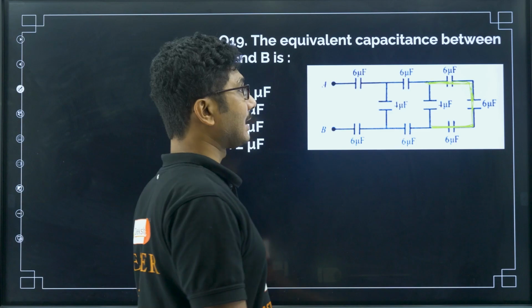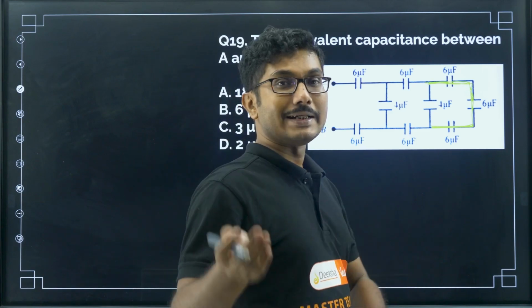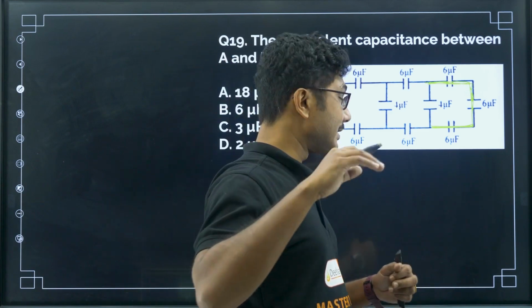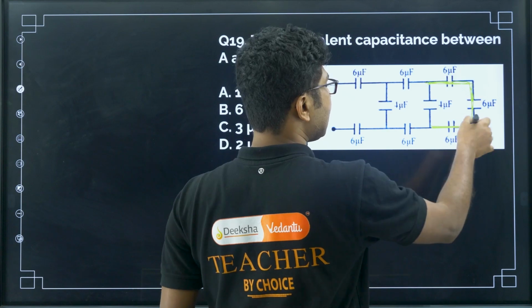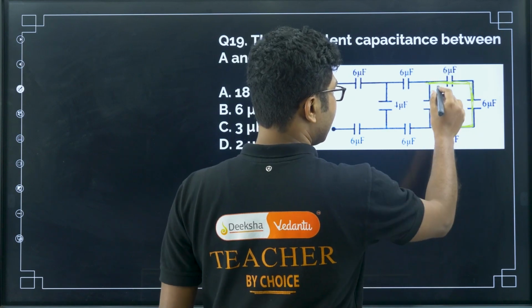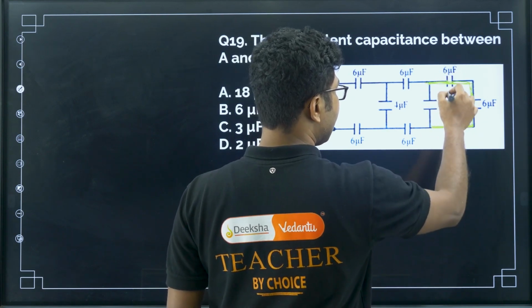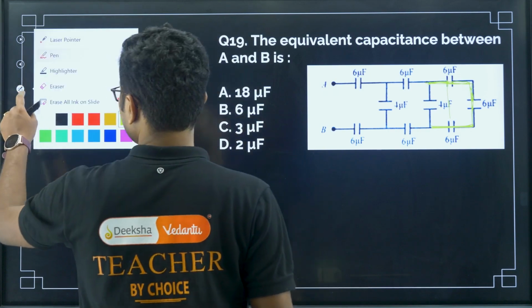So 6 microfarads are connected in series. Series means it is C by N. Okay, all of them are 6. So this capacitor can be replaced using a single capacitor. What will be the single capacitor?